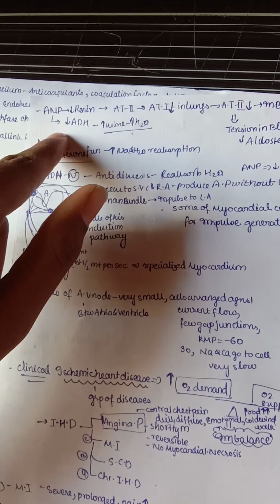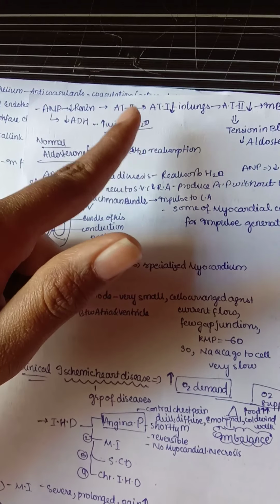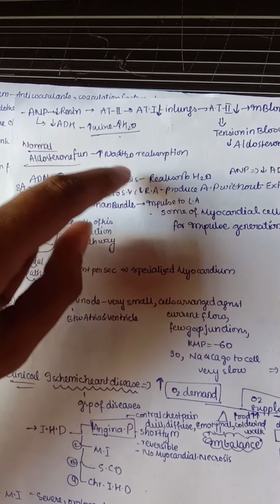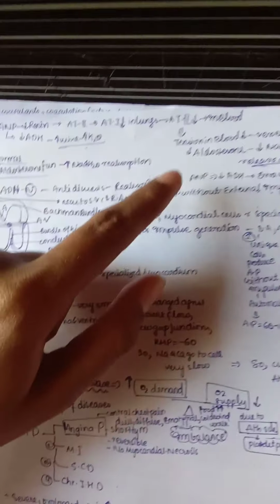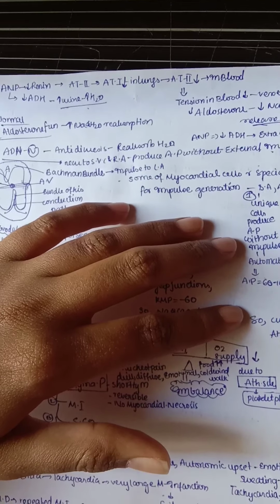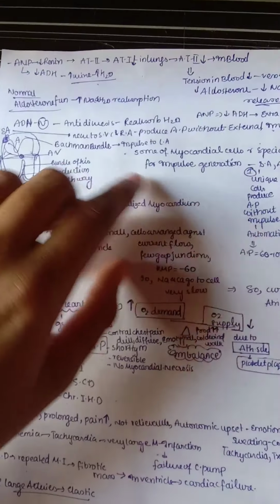So now as ANP is released, ADH decreases, so there is an increase in urine with an increase in water and sodium. Normal aldosterone function is increased sodium and water reabsorption. So as ANP is released and aldosterone is decreased, sodium and water reabsorption decreases, thereby increasing sodium and water in the urine.